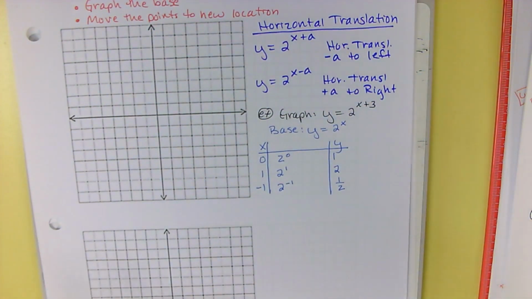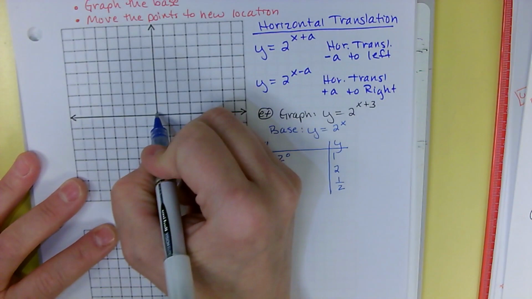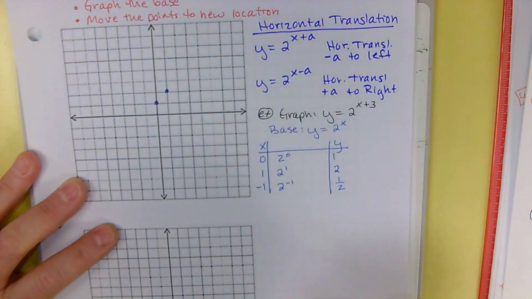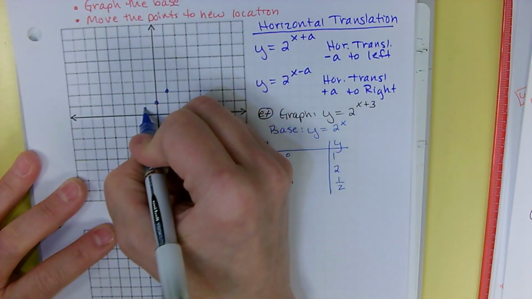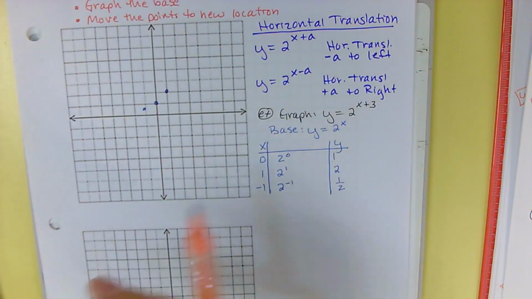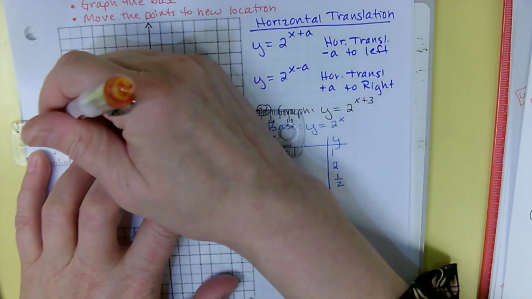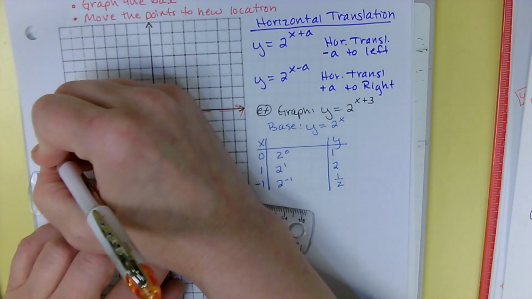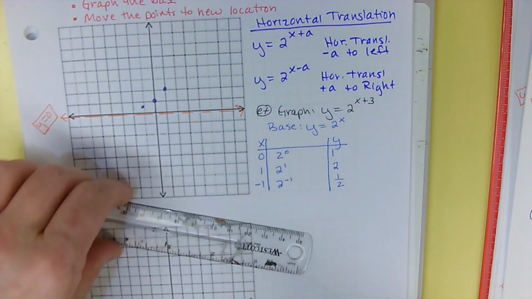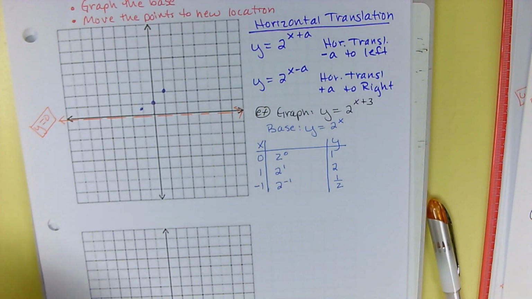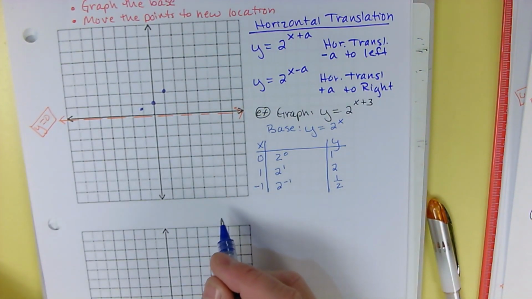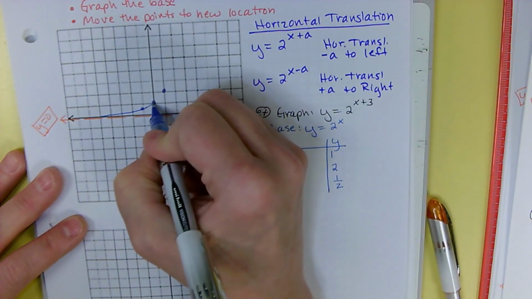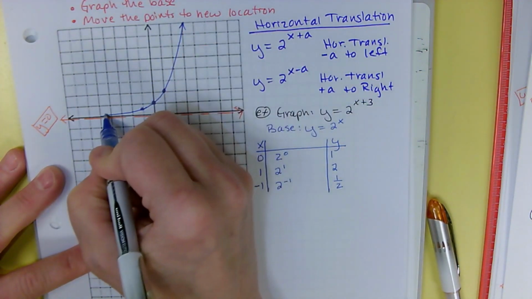That's your base graph. So let's plot those on here. 0, 1, 1, 2, negative 1 up 1/2. And of course, you have an asymptote at y equals 0. And I'm not going to label these points because remember, this isn't your final graph. This is just your base graph. So your base graph comes up, looks something like that.